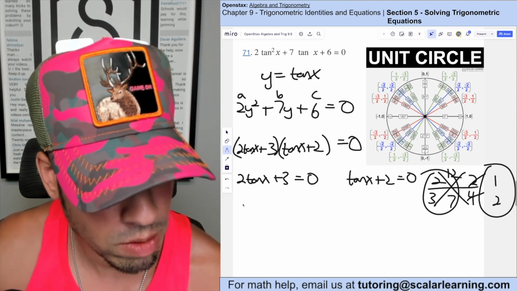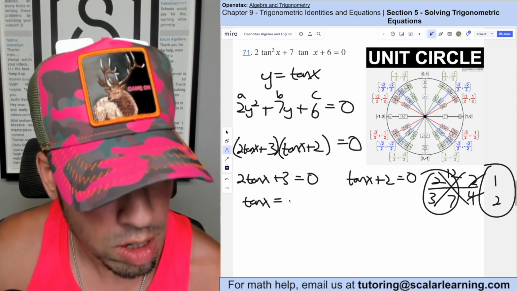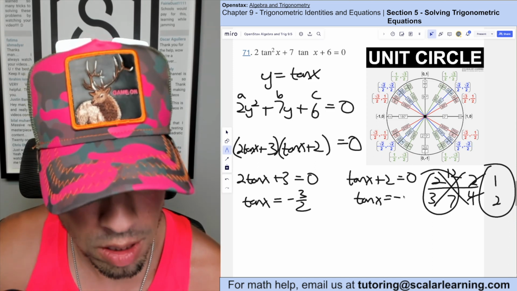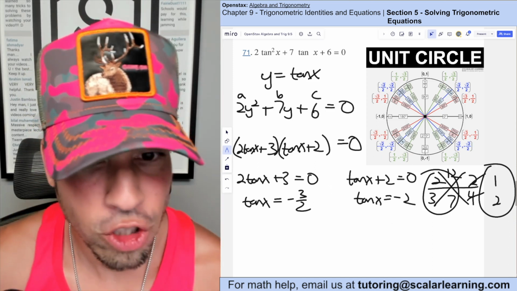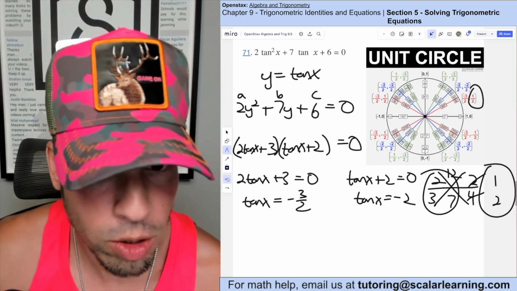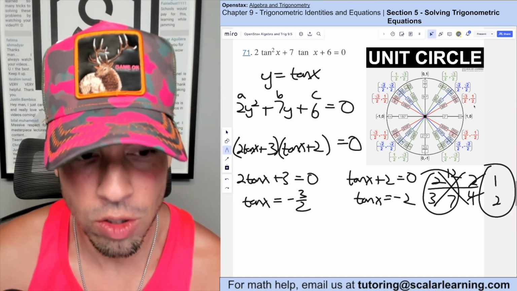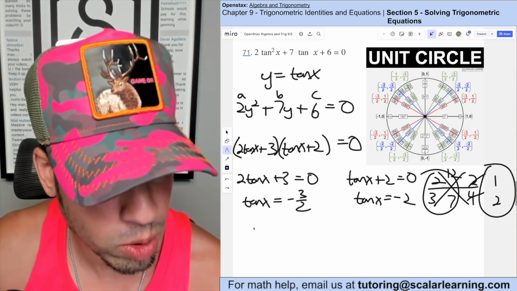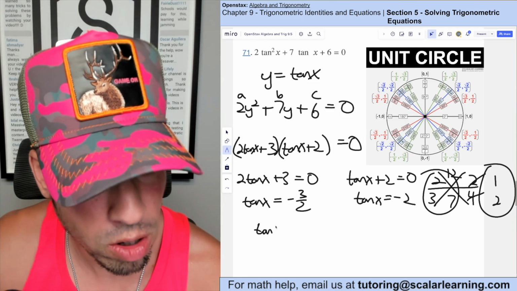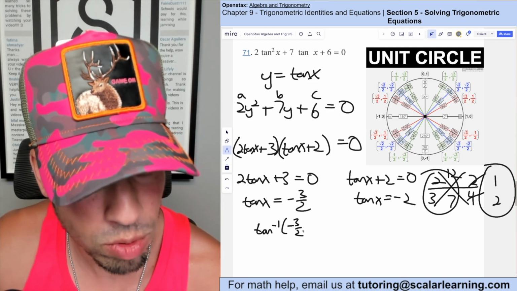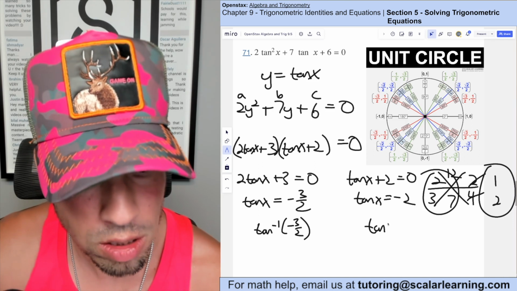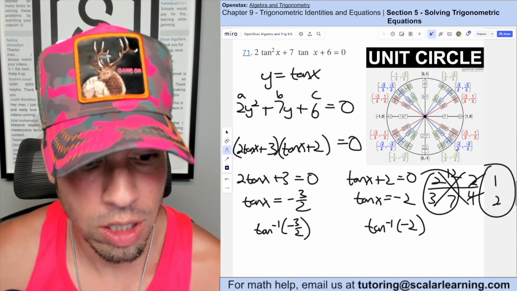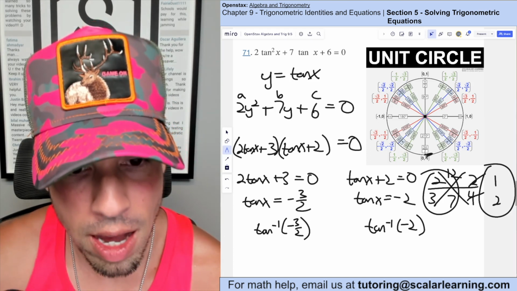So I'm going to subtract 3 and divide by 2. Tangent of x equals negative 3/2, and subtract 2. Tangent of x equals negative 2. Now the thing is, on the unit circle, tangent is really the y values over the x values, but there's going to be no such combination from the unit circle that's going to give me either negative 3/2 or negative 2. So we're going to have to take arctangent of both sides. So for this one, we're going to have arctangent of negative 3/2, and this one we're going to have arctangent of negative 2. Now the range for arctangent is from negative pi halves all the way up to pi halves.